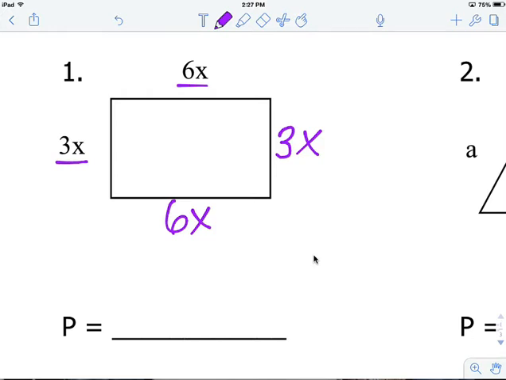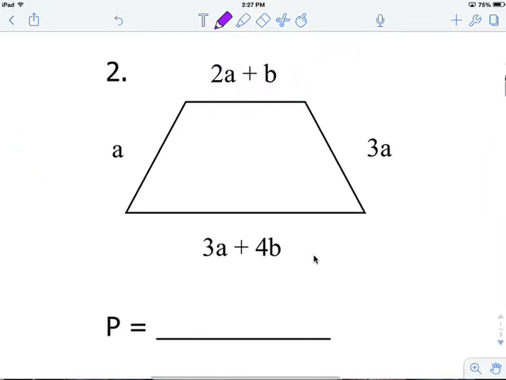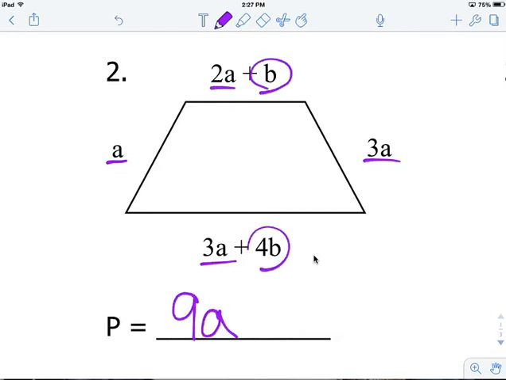3x plus 6x plus 3x plus 6x is 18x. Remember, you can only combine like terms, and whenever you add, the exponent does not change. Number 2 is very similar. I have a plus 2a plus 3a plus 3a. That gives me 9a. And then I have b plus 4b, which gives me 5b. The perimeter for number 2 is 9a plus 5b.